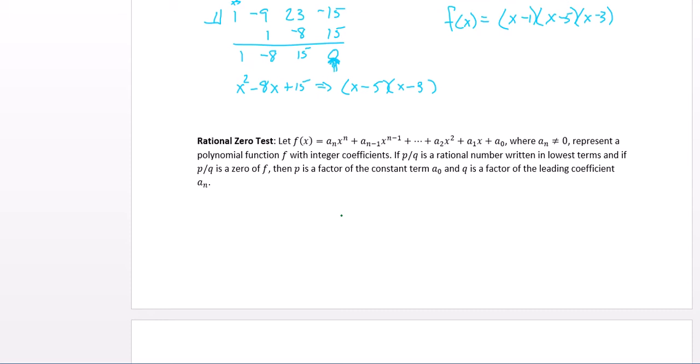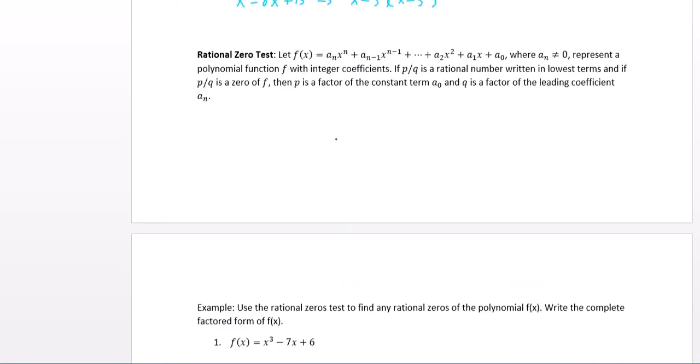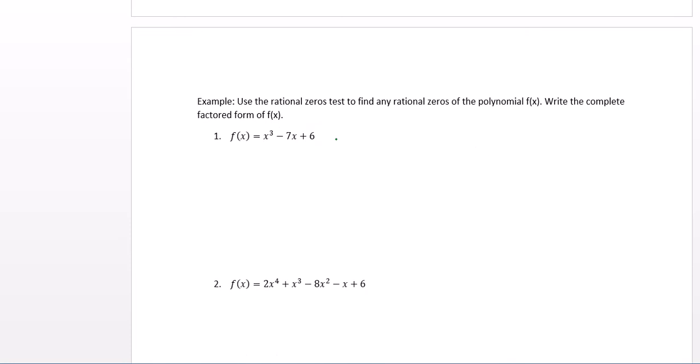If p over q is a rational number written in lowest terms, and if p over q is a 0 of f, then p is a factor of the constant term a sub 0, all right, constant term, and q is a factor of the leading coefficient. So the numerator is a factor of the constant, excuse me, and q is a factor of the leading coefficient. Let's use this. Let's use the rational zeros test to find any rational zeros of this polynomial.